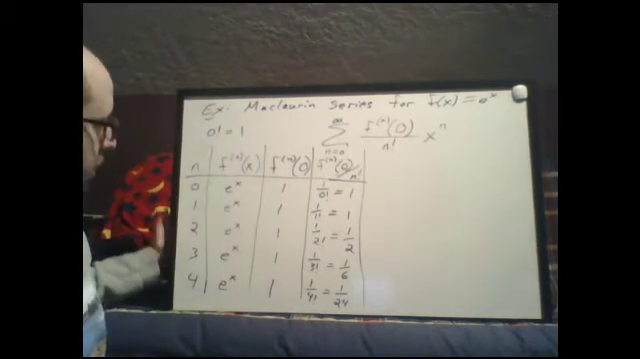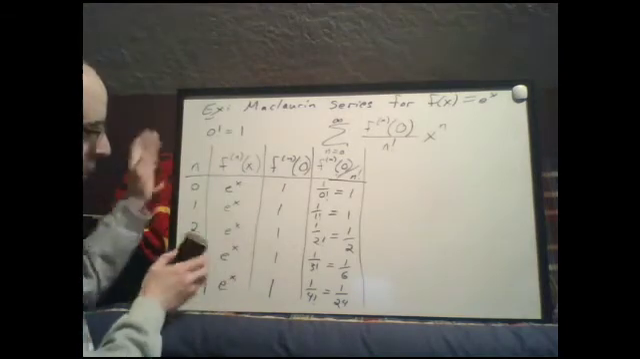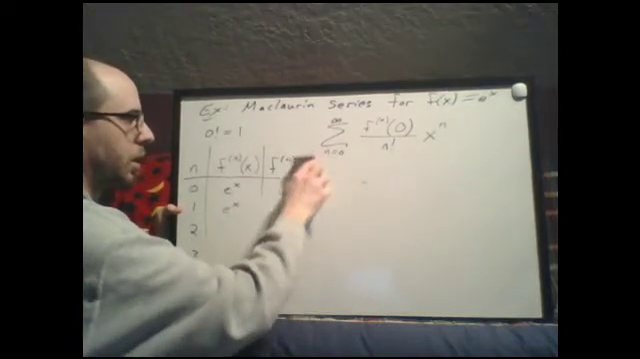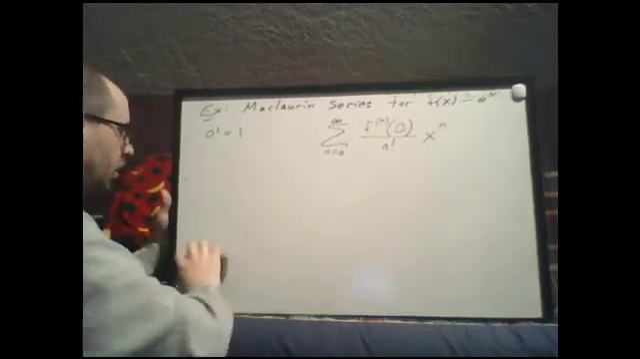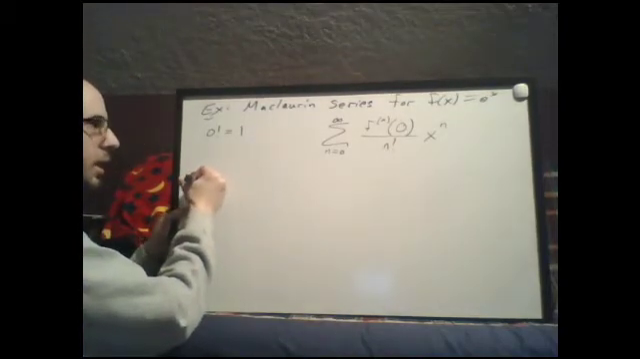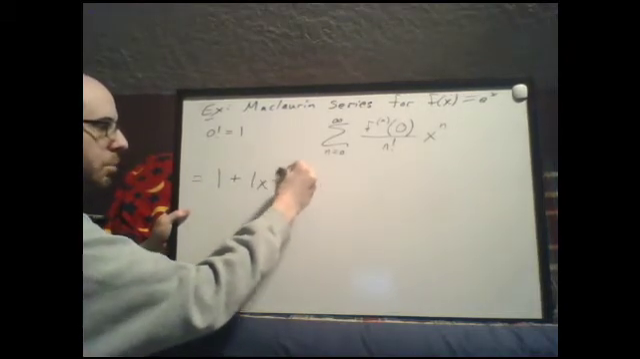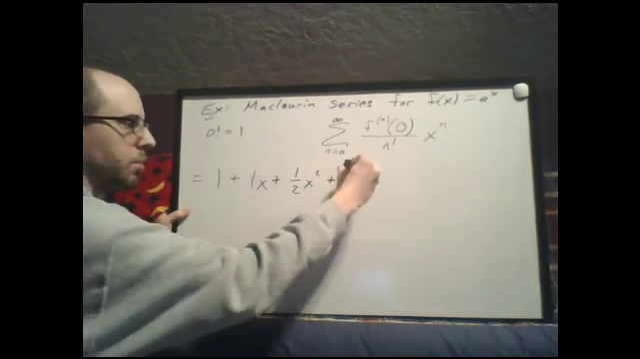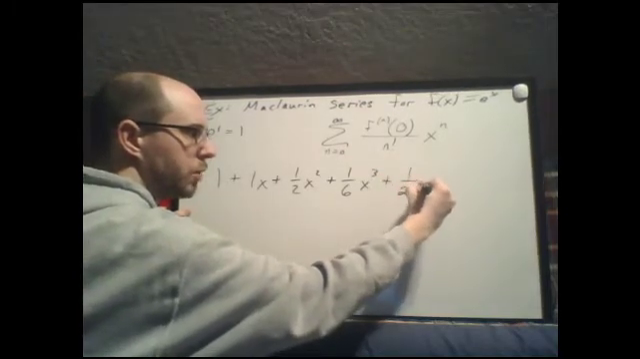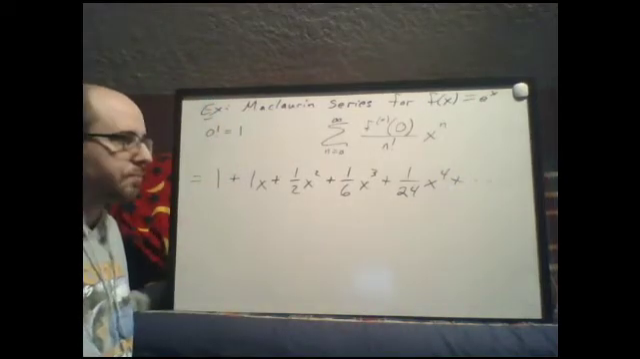Where can I write these? I guess I can erase and do the next stuff without it. So, if I was going to write it out, I'd say this sum is 1 plus 1x plus 1/2 x squared plus 1/6 x cubed plus 1 over 24 x to the fourth. And it goes on forever.